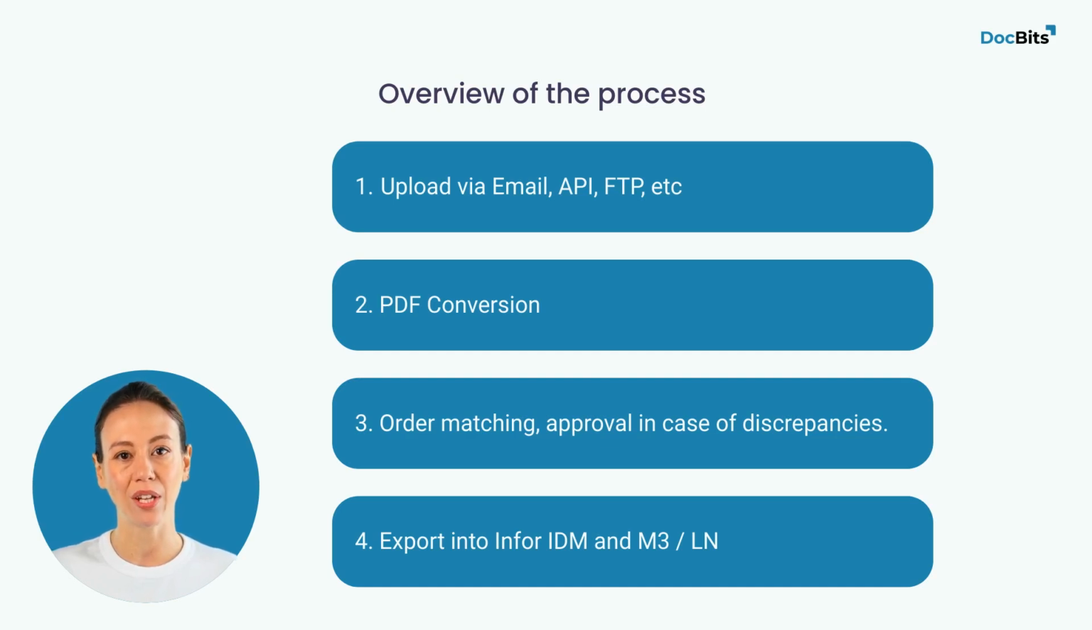Once the file is uploaded, the invoice is automatically validated and converted into a PDF to facilitate review and order matching. In case of discrepancies, the document can also be approved. Subsequently, both the PDF and the XML are stored in Infor IDM. Finally, the data is transferred to the Infor ERP system for posting.